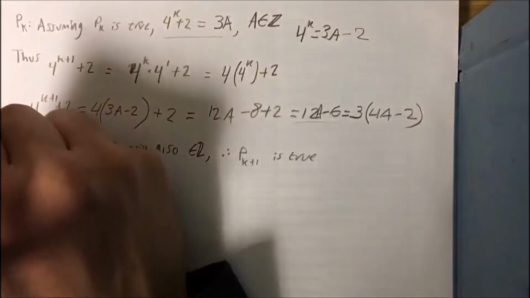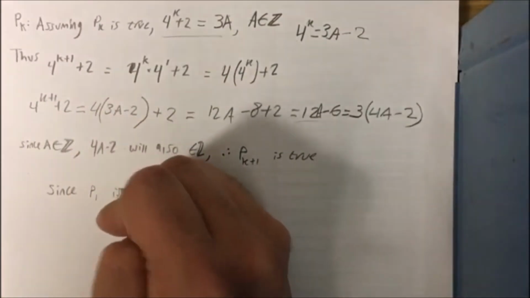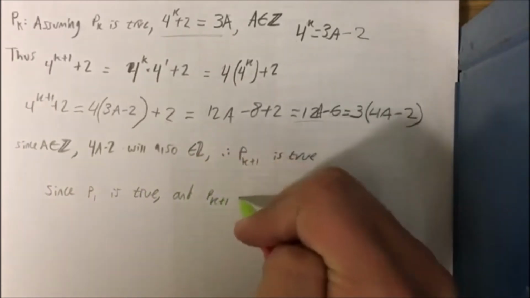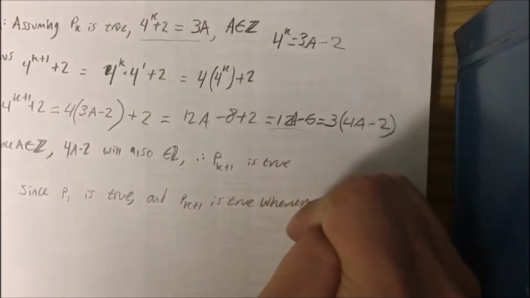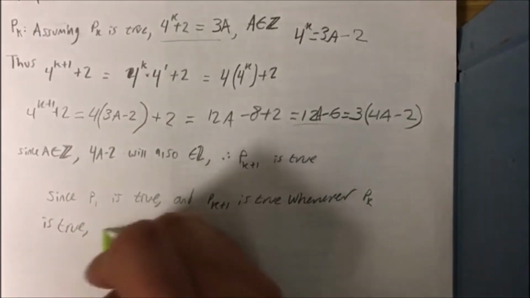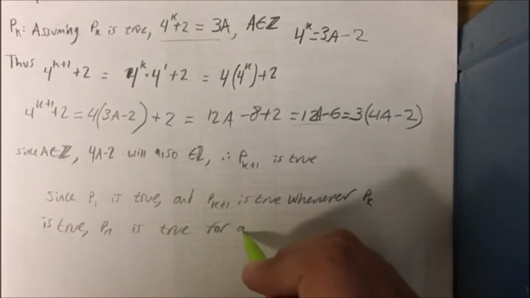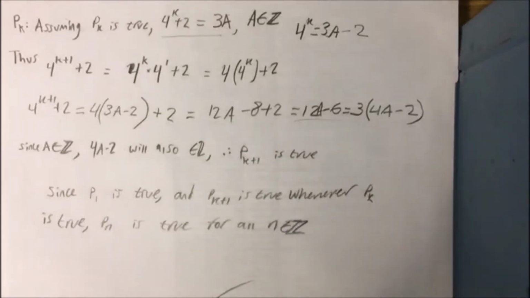So what you want to say is, since P(1) is true and P(k+1) is true whenever P(k) is true, P(n) is true for all n as an element of the integers. And there you have it, proof by induction.